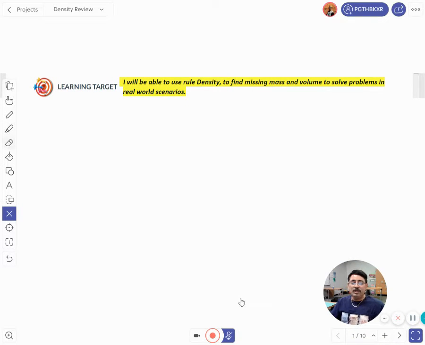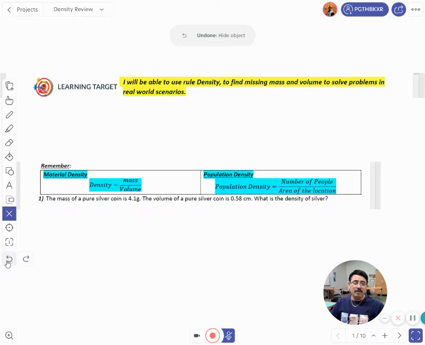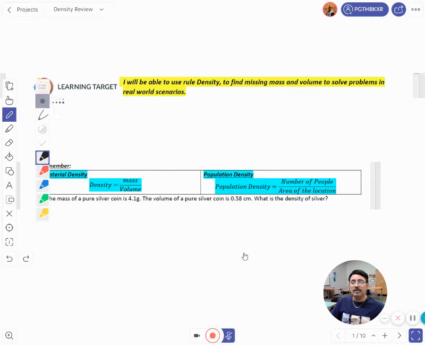Hello. In today's class, I'll be reviewing the rules of density. Of course, only a couple of rules are there. And next, how to find the missing mass and missing volume to solve problems in real world scenarios. And really quick, these are the two quick rules which you are expected to remember.